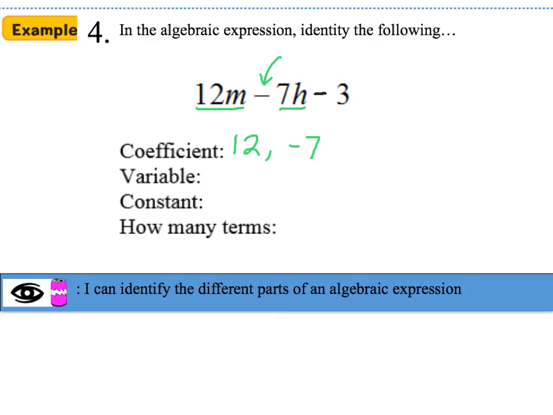Let's go ahead and talk about our variables now. Our variables are m, because in the first term we had an m, and in our second term we had an h.